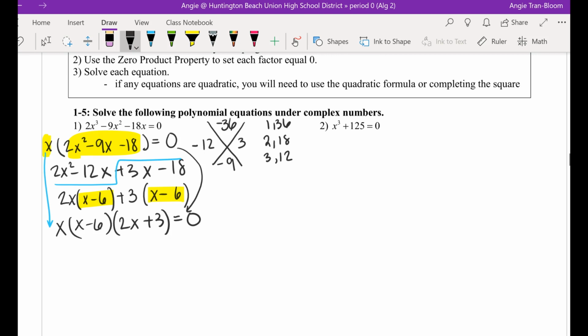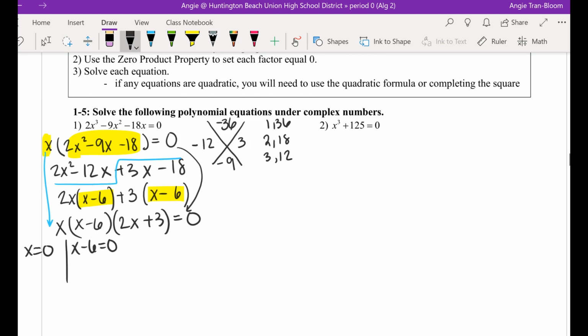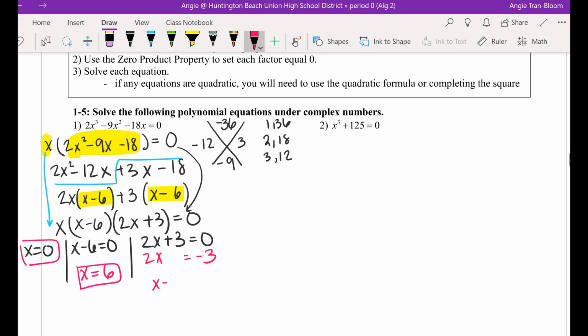So now you have 3 different factors. Set each factor equal to 0. So 2x plus 3 equals 0. Then solve for x. The first one's done. x equals 0. Okay. Then the next one, add 6 to both sides. x equals 6. And the next one, move 3 over. So now it's negative 3. Then your answer is going to be negative 3 divided by 2.